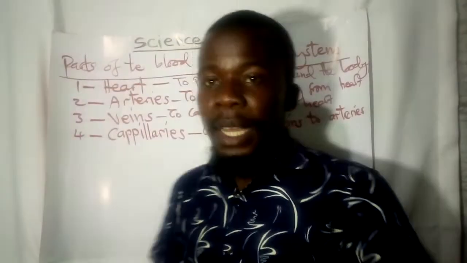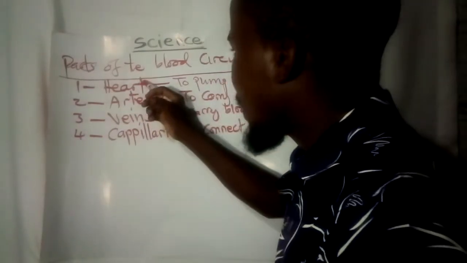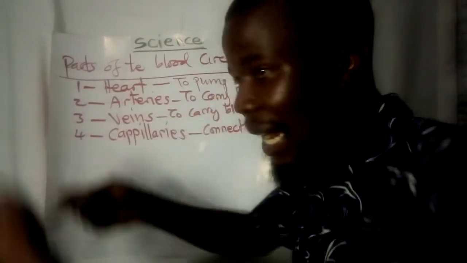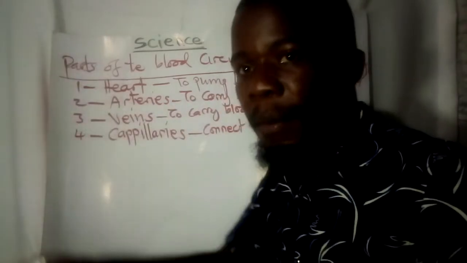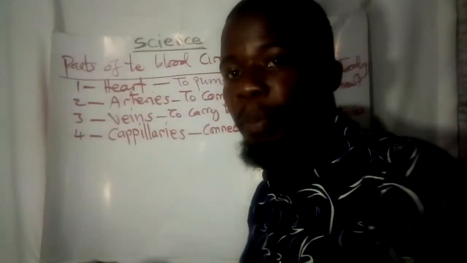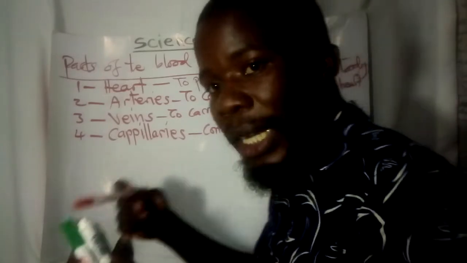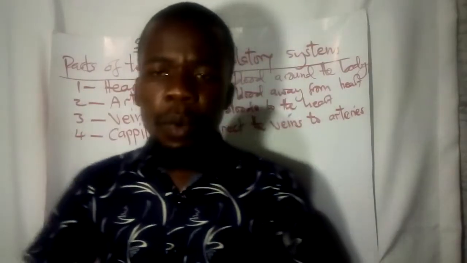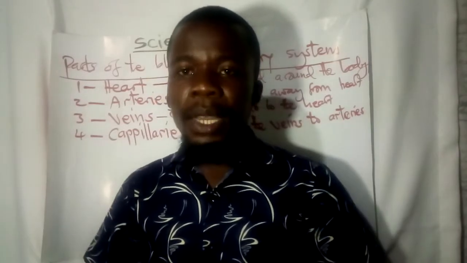So we have seen the four main parts of the blood circulatory system. We have looked at the heart. The heart has got a function, and this function is to pump blood around the body. The function of the arteries is to carry blood away from the heart. The function of the veins is to carry blood to the heart, to bring blood to the heart. And lastly, the function of the capillaries is to connect the veins to arteries. All right? Okay. Now, how does blood circulate in the body?